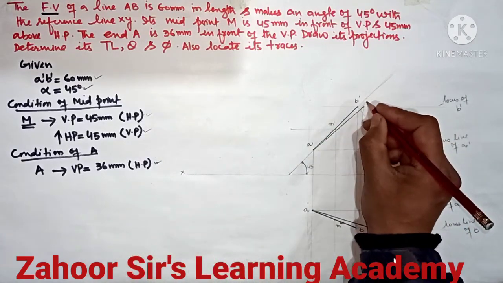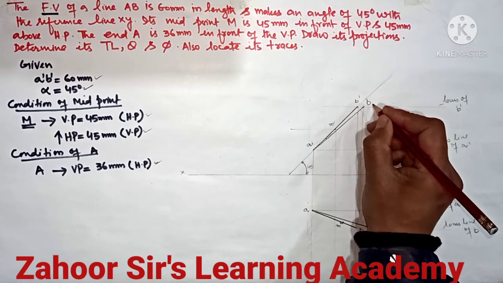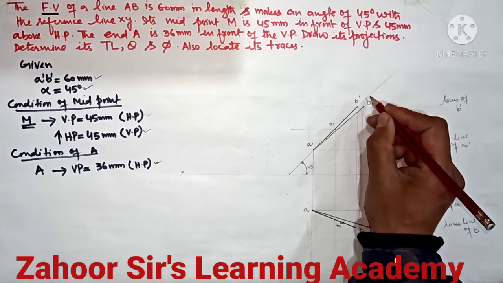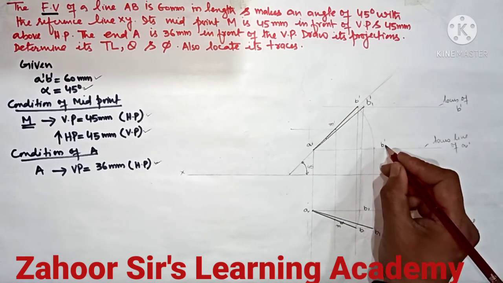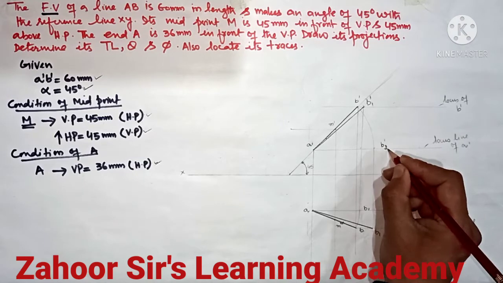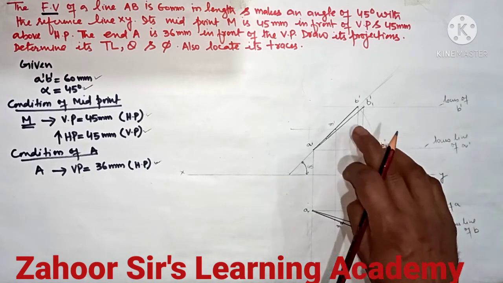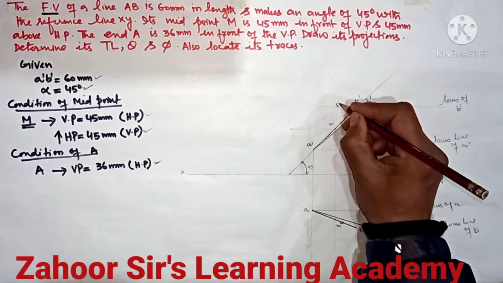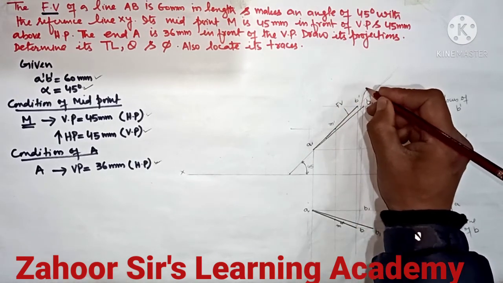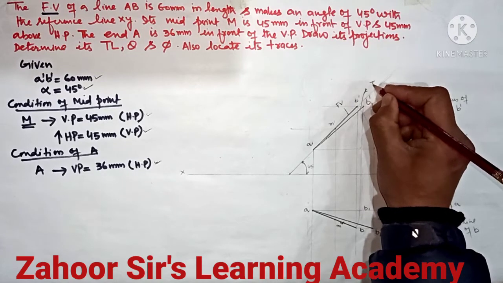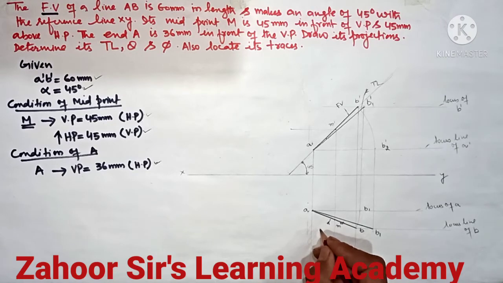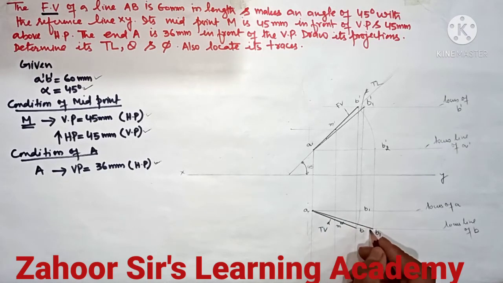So this is my B1, or we can write B1 prime, and this could be B2 prime. So now this is my front view. This is my true length, and this one is my top view, and this one is my true length.